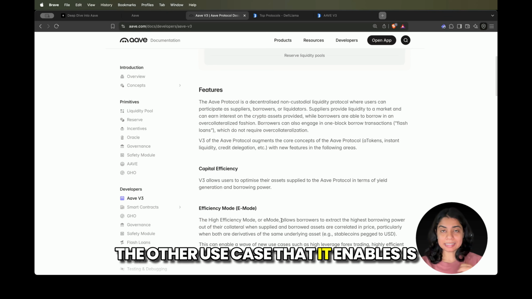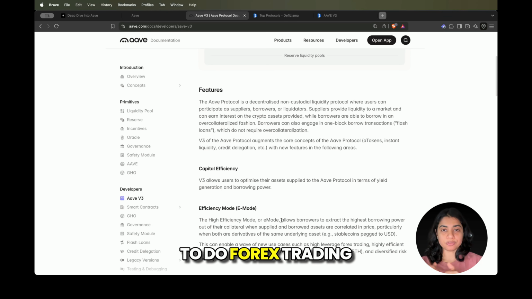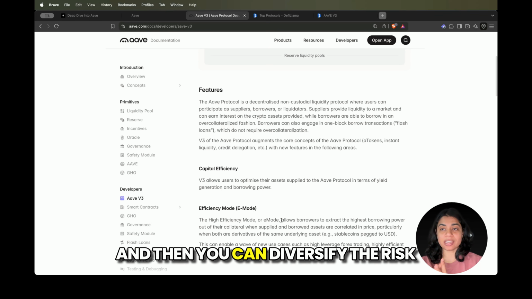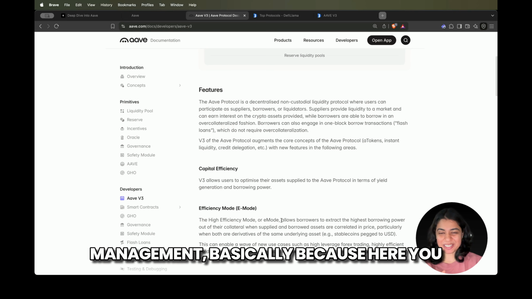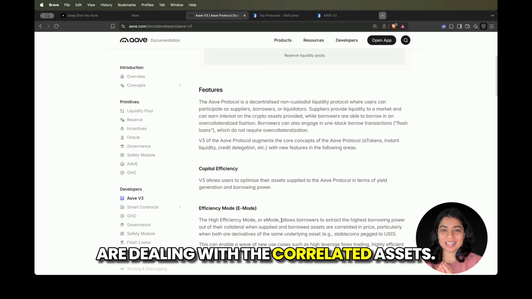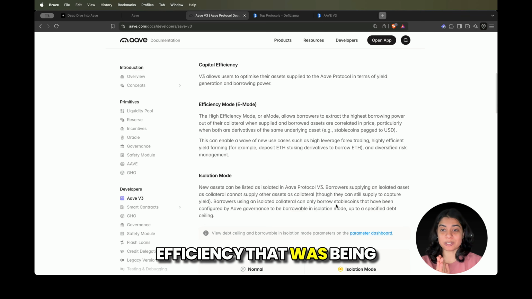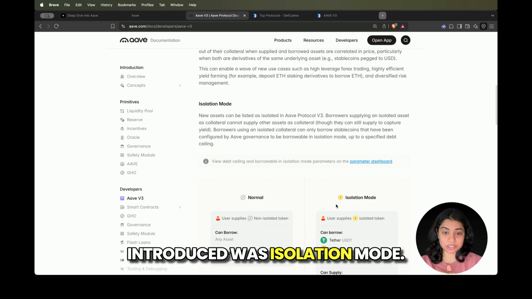The other use case that it enables is to do forex trading in a high leverage manner, and then you can diversify the risk management basically, because here you are dealing with correlated assets. The next feature related to capital efficiency that was introduced was isolation mode.